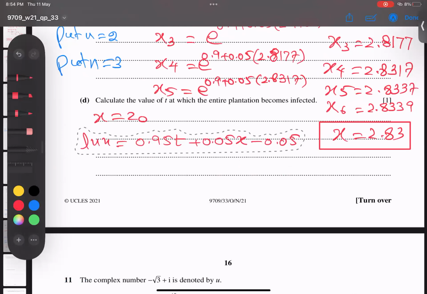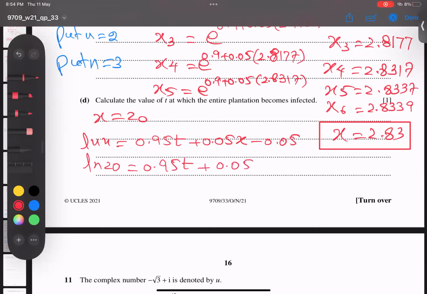All right, I plug in 20 everywhere. So log of 20, 0.95 t as it is, and 0.05 into 20 minus 0.05. Now I just bring it all right and left side. So log of 20, okay, I just show working. What is 0.05 into 20, student? It is giving 1. So this is 1 actually, and negative 0.05. So I bring it whole left side, and let's see one answer coming back here.